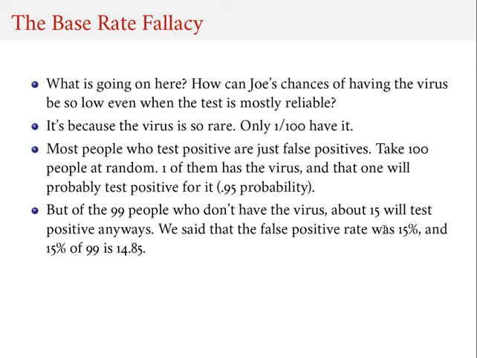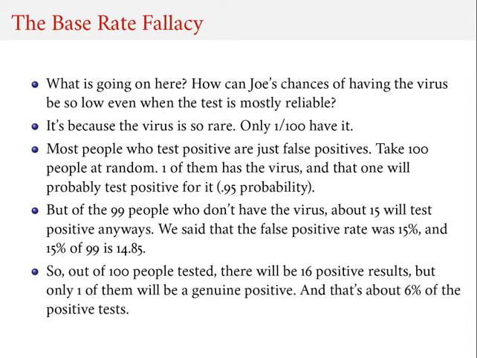So 15% of these 99 people isn't exactly 15 people. To be more precise, it's 14.85, but I'm just rounding up to 15. What we see is that because there's a 15% chance that if you don't have it, the test will nonetheless say that you do, out of these 99 other people, about 15 are going to falsely test positive. And putting that together with the idea from before, the one person who does have it will also test positive.